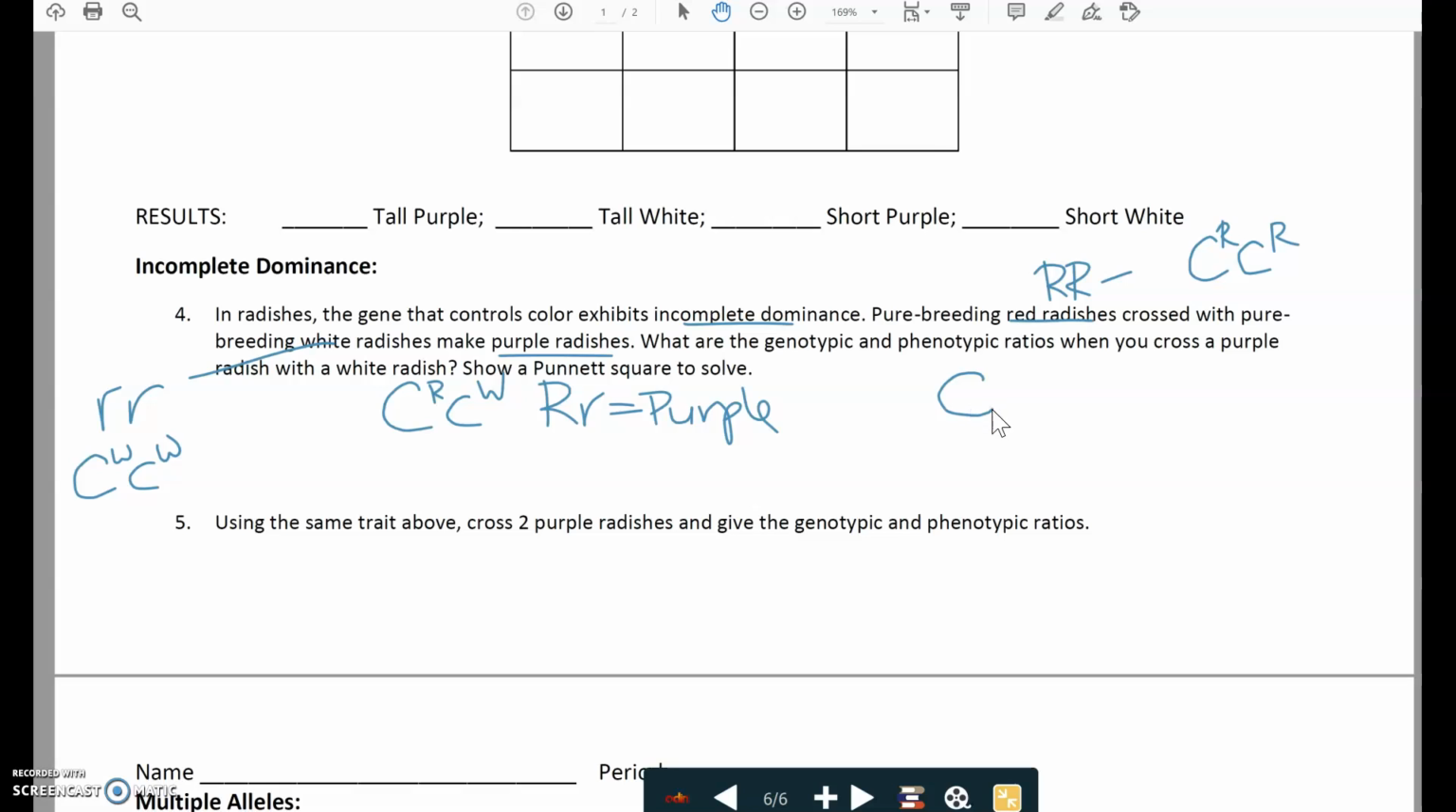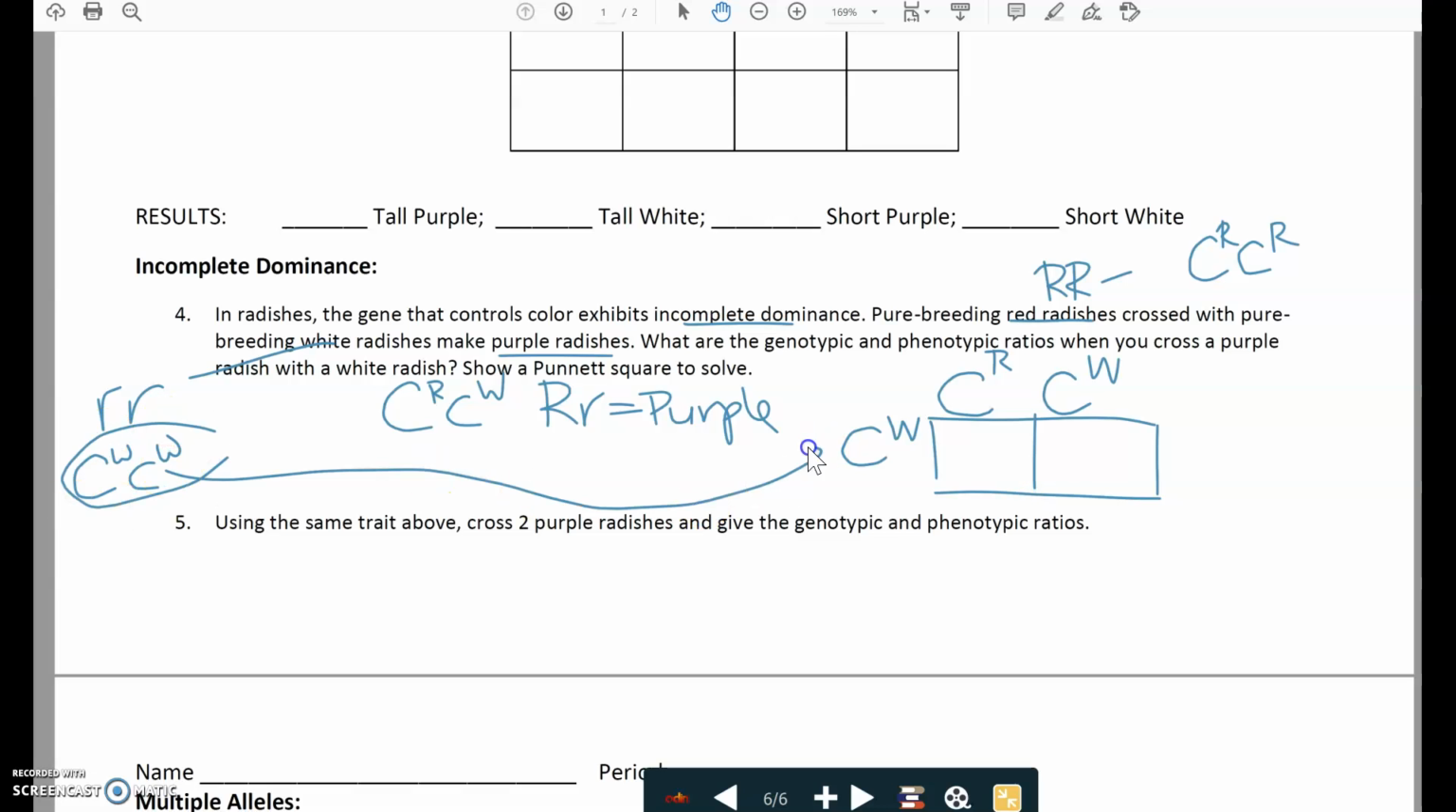So we just said that purple was, we'll use the CR-CW, and white is CW-CW. So I technically only have to write that one time, right? CW-CW, I can just write it once. And I'm going to get CR-CW. What color is that? Oh, that's going to be purple, that in between. And CW-CW, that one's going to be white. So we're going to have a 50% chance of purple, or 1/2, and a 50% chance of white.